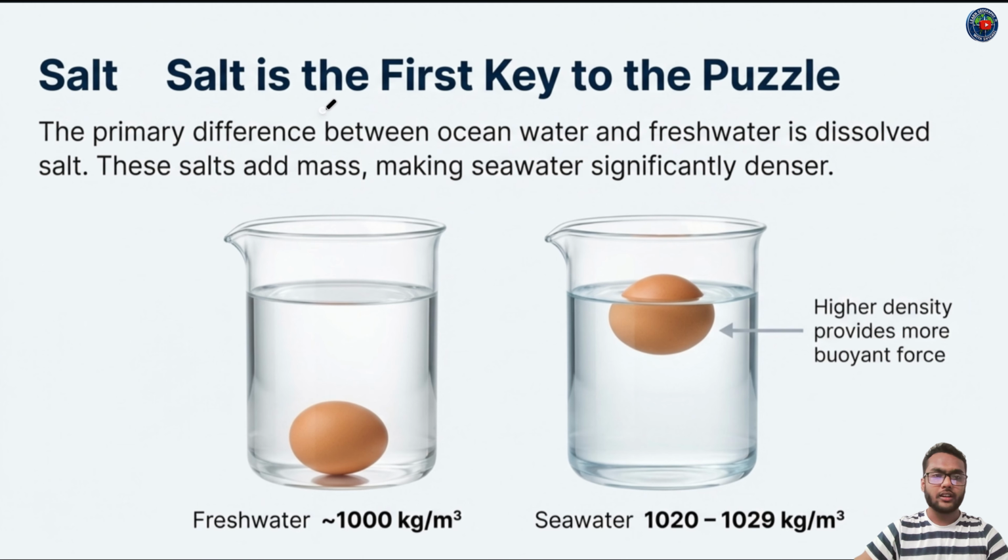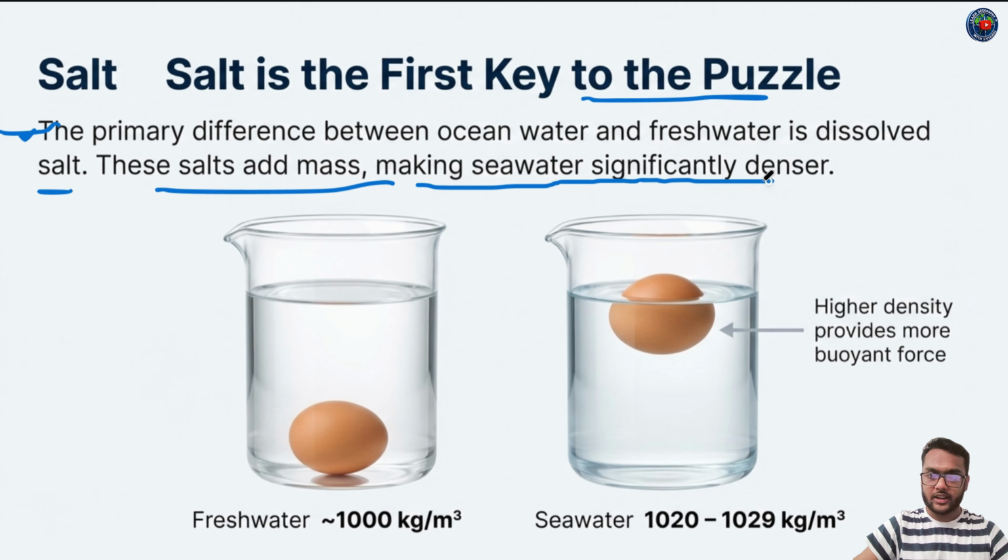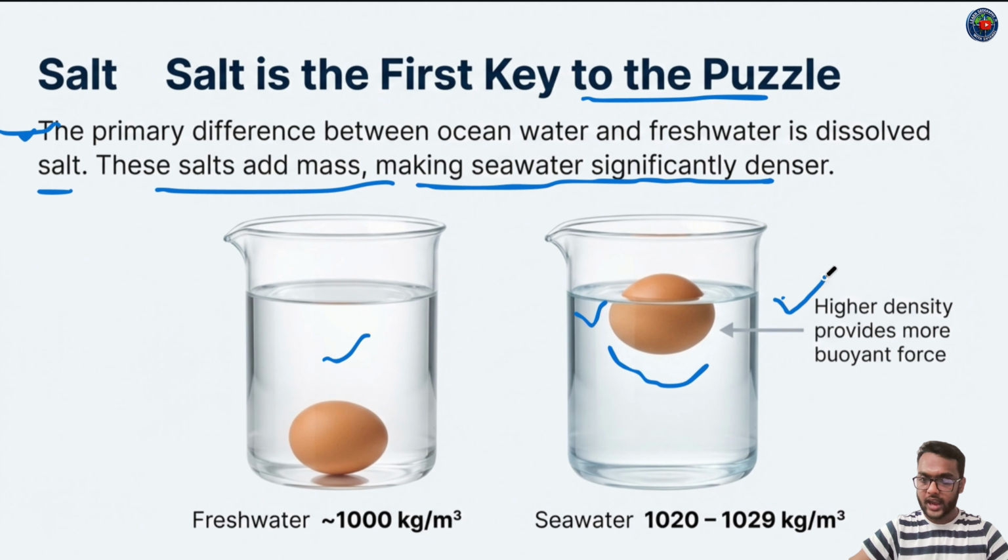Now, salt is the first and crucial key to ocean density. The primary difference between ocean water and fresh water is dissolved salt. These salts add mass, making seawater significantly denser. This is fresh water and it has less salt, and this is seawater, it has a large amount of salt. Because of this salt, this water has higher density. Higher density provides more buoyant force. That's why the egg was floating in this water.